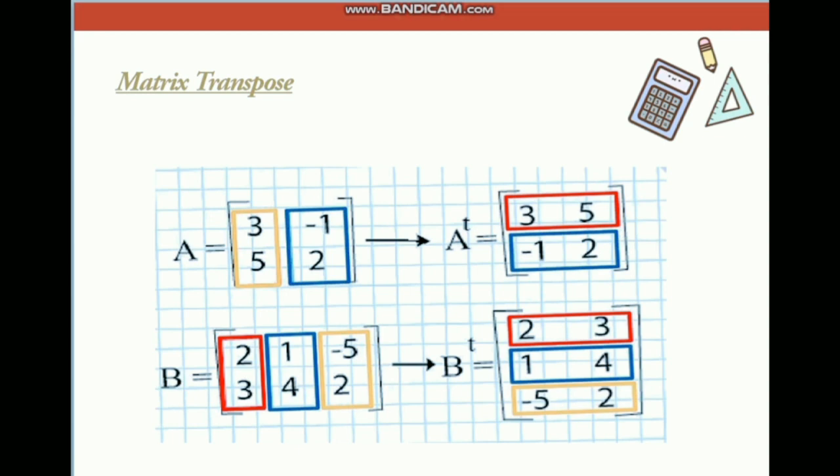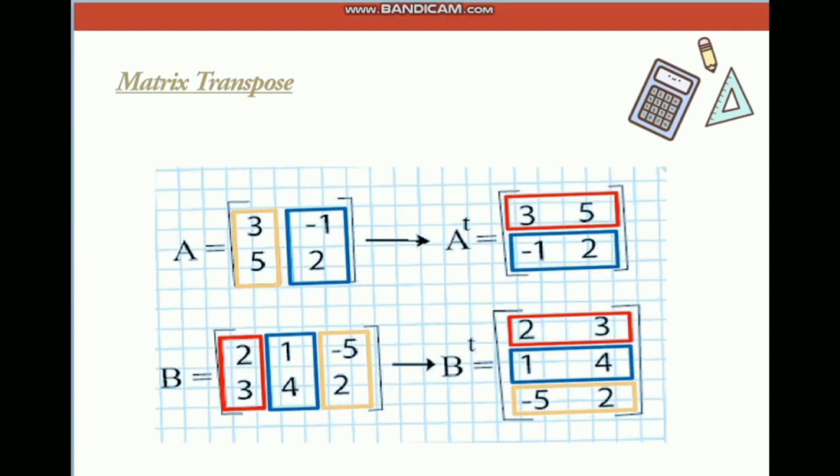Matrix transpose. Okay, after you know the understanding and types of matrix, we proceed to the next material, namely matrix transpose. What is a matrix transpose? A matrix transpose is a matrix derived from the exchange between a row element and its column. So the elements in the column will be exchanged into elements in the row, or vice versa.